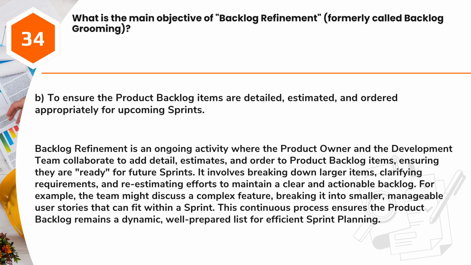For example, the team might discuss a complex feature, breaking it into smaller, manageable user stories that can fit within a sprint. This continuous process ensures the product backlog remains a dynamic, well-prepared list for efficient sprint planning.